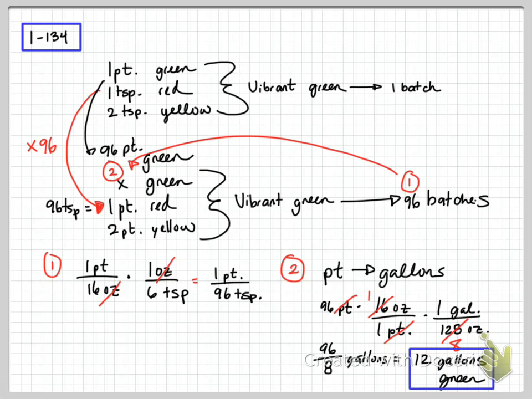Alright, so by figuring out that this recipe down here is 96 times bigger than our original recipe of 1 batch, we can use that information to multiply 1 pint by 96 to get 96 pints. From there we take 96 pints and we convert to gallons using unit conversion, and you have your answer.